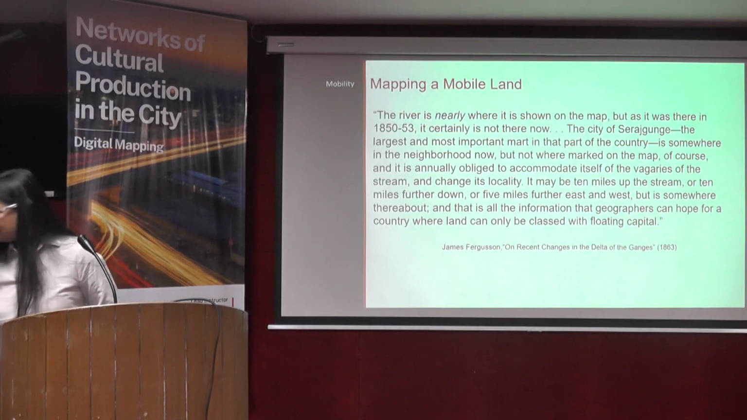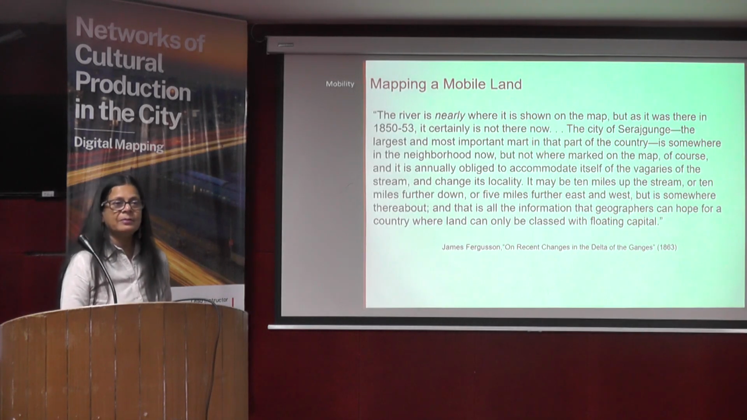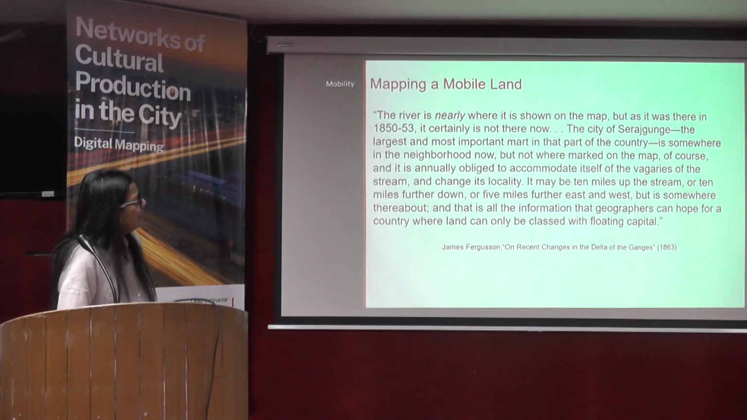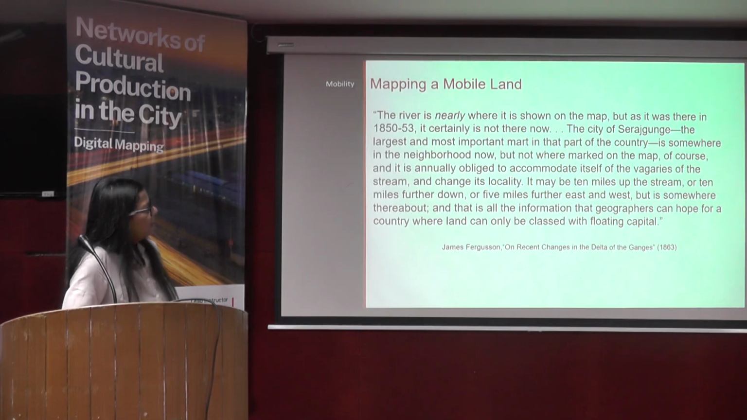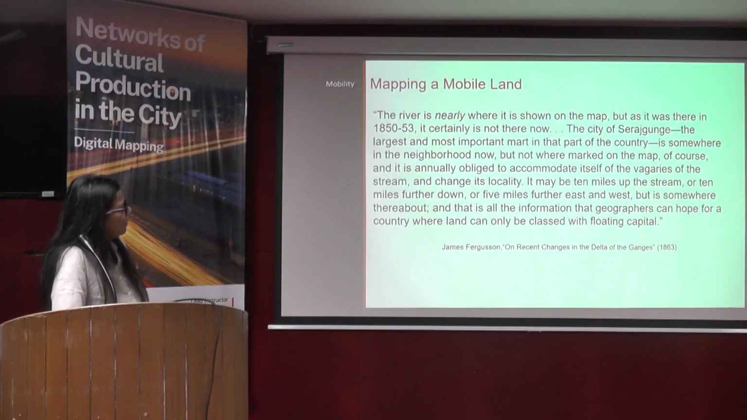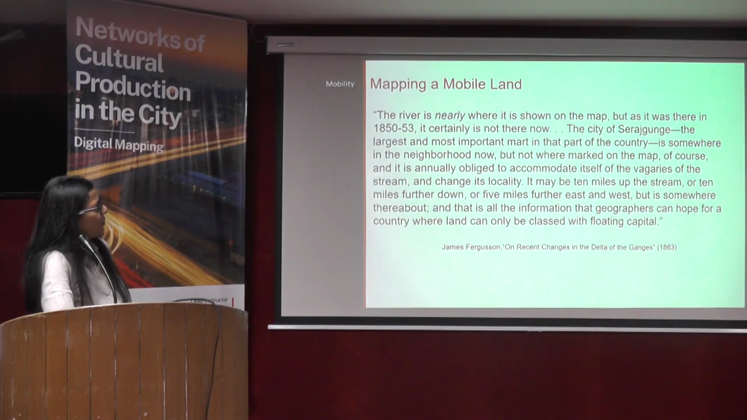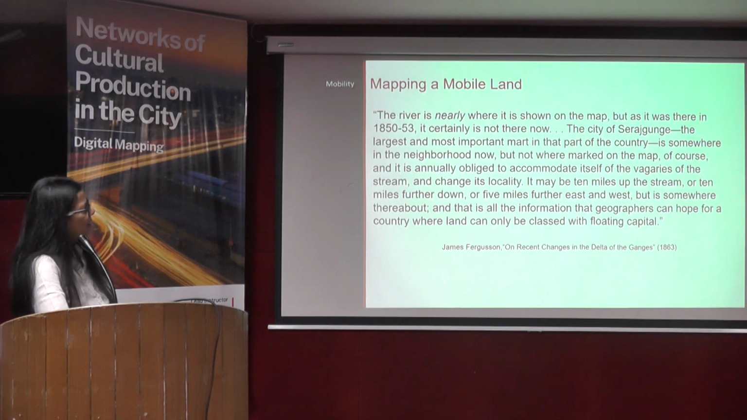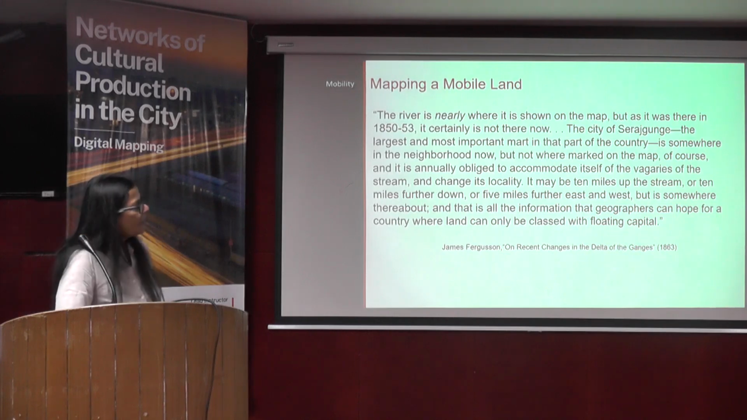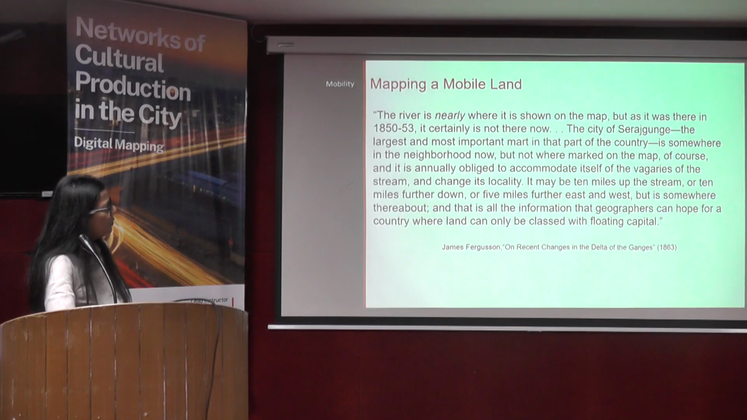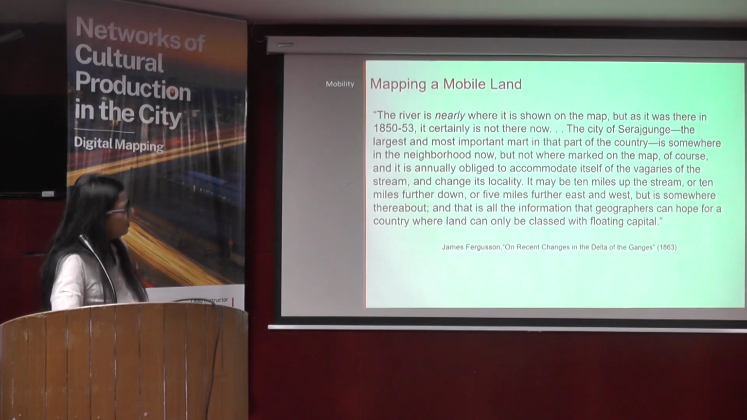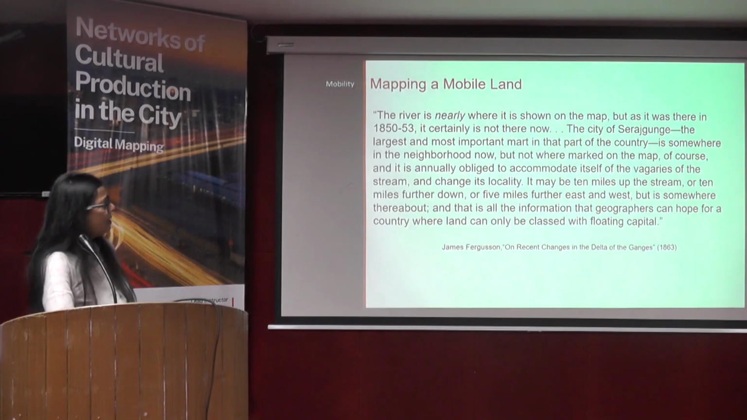But he had a wonderful description, and I want you to take a little bit of time to read this. It says, talking about part of the lower delta: The river is nearly where it is shown on the map, but as it was there in 1852-53. It certainly is not there now. The city of Sirajganj, the largest and most important mart in that part of the country, is somewhere in the neighborhood now, but not where marked on the map, of course. And it is annually obliged to accommodate itself to the vagaries of the stream and change its locality.